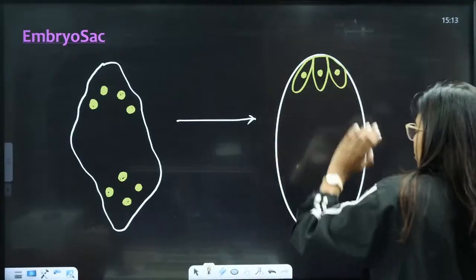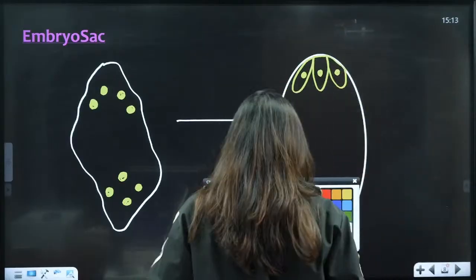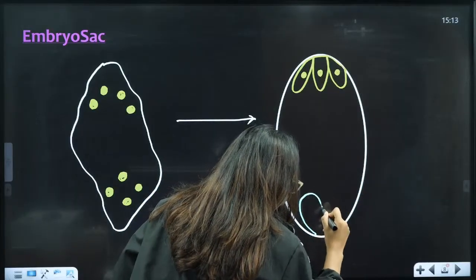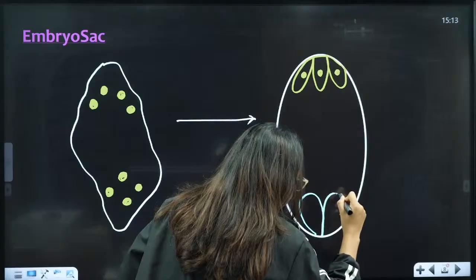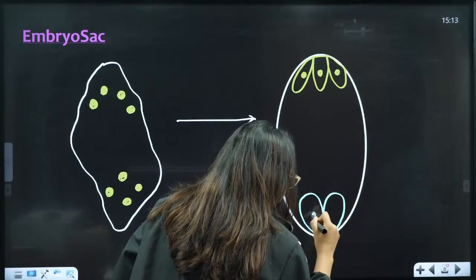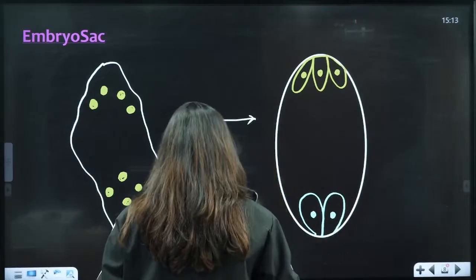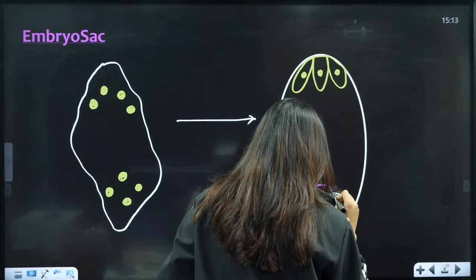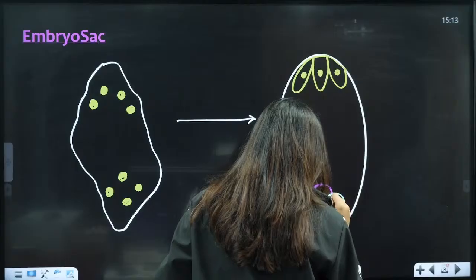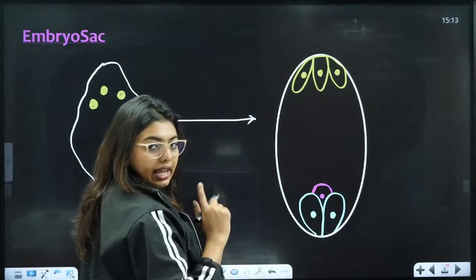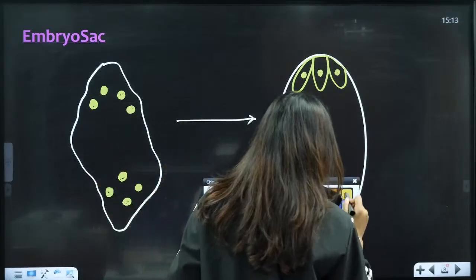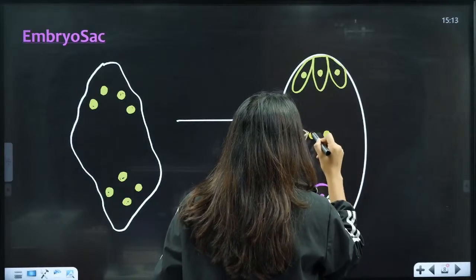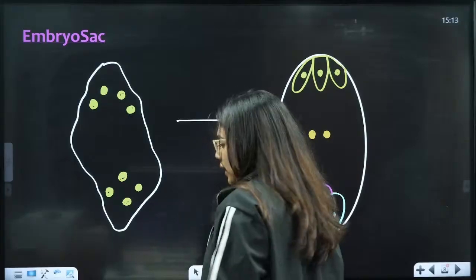Okay, here on the top. Now, to the bottom also some people will be running. Okay, that is going to be 1 synergid, 1 more synergid. Okay, and right in the center we are going to have our egg. Okay, egg that is going to fuse with the male gamete. Okay, egg is going to be there. Now to the center, students, 2 people will be like, no, I want to be the center person, so they will become the polar nuclei.